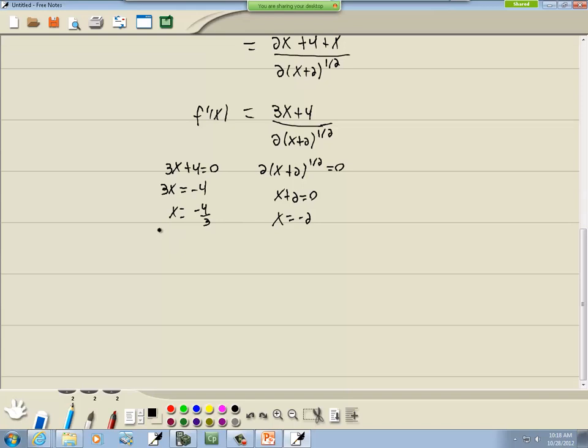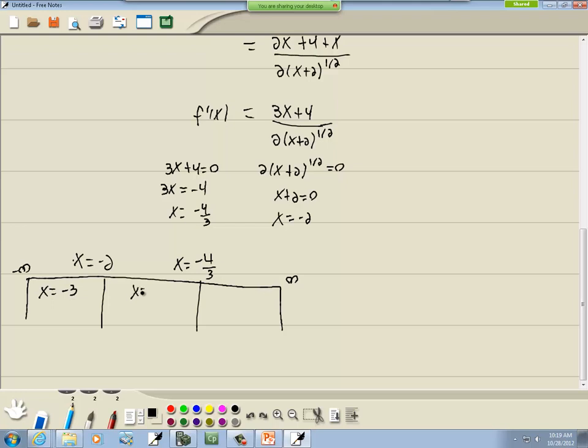Okay, so then we want to set up our table. My smallest one is the -2, and then -4/3 goes here. Over here is -infinity, and over here is positive infinity. I want to pick test cases. Something between -infinity and -2, like -3. Something between -2 and -4/3, like -5/3. The reason I say that is this is 6 over 3, so this is -6/3. That's -4/3, so -5/3. And something greater than -4/3, like 0.